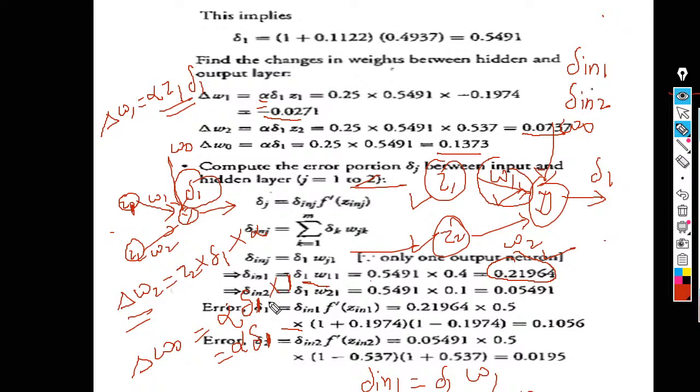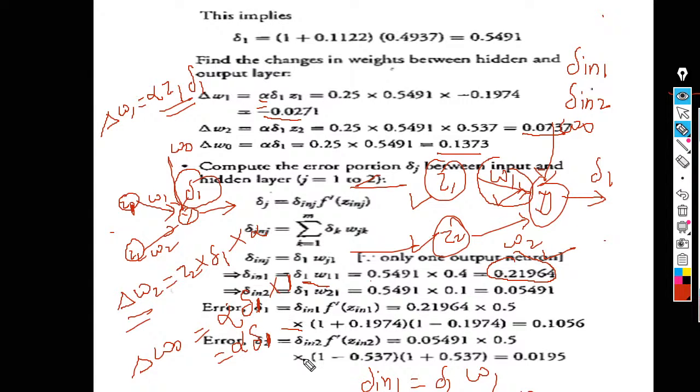And similarly delta in 2. Delta in 2 is equal to delta 1 multiplied by W21, and this comes out to be 0.5491. And finally, after that we have to calculate the output. What is the output error of Z1 and Z2? That also we have to calculate, and easily we can calculate it by using this formula.